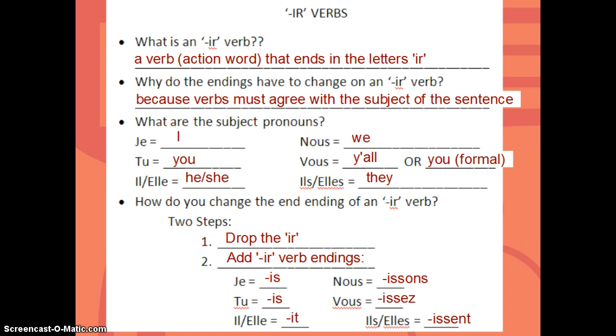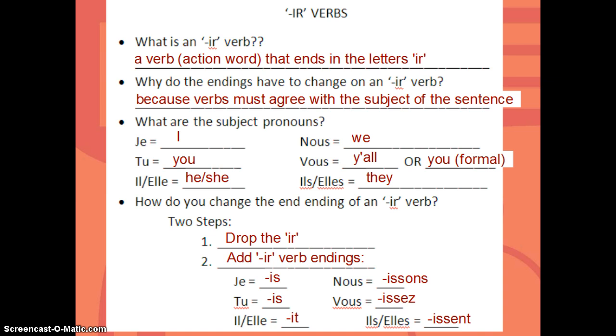So, for about the millionth time this year, the subject pronouns are je, which is I, tu, which is you, il and elle, he and she, nous, which is we, vous, which is either y'all, as in you plural, or you formal. Remember that very special talk you would use with somebody such as Dr. Kelly or President Obama. And finally, ils and elles, il and elle with the s at the end, are both they.